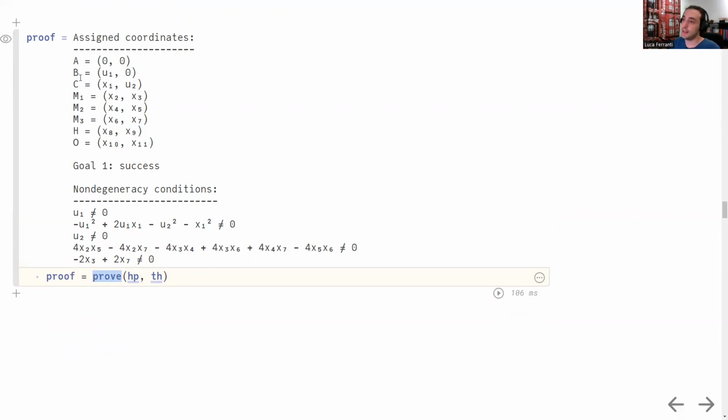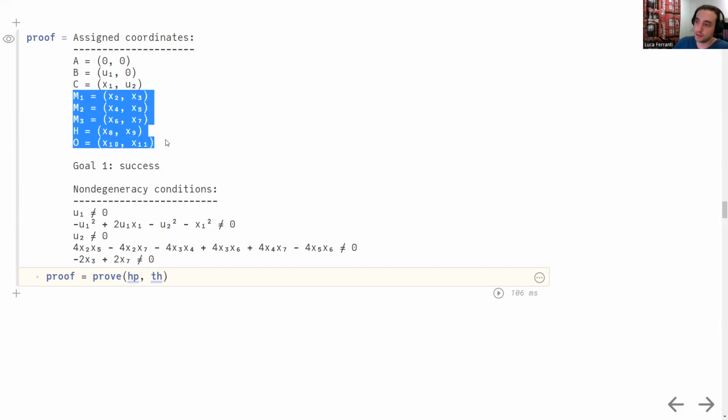So we see that A has been assigned to be the origin, B to be on the x-axis, because I have gauge freedom that I can fix. Also, we saw that B was a free point, and so it has this U variable. U is for free variables and X for dependent variables. So this is arbitrary. C was semi-free, so it has 1 free variable and 1 dependent variable, and the other points were fully determined, so they have dependent variables.